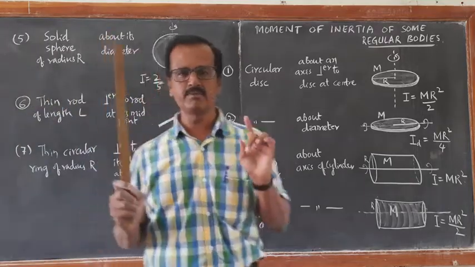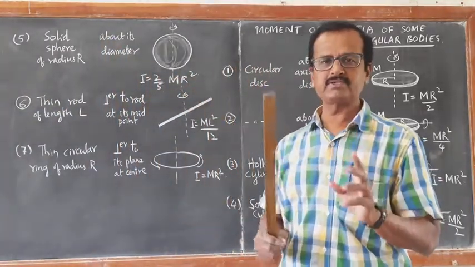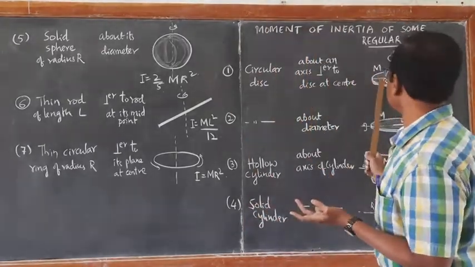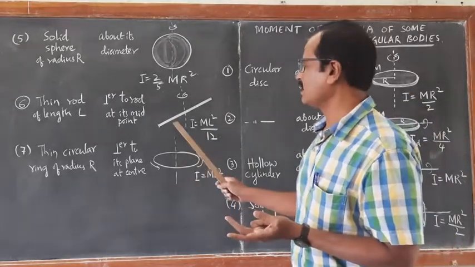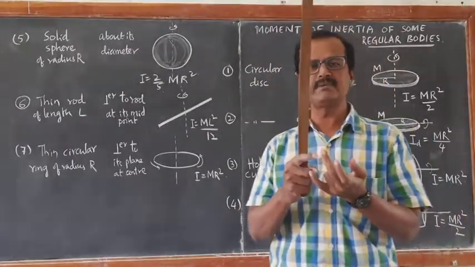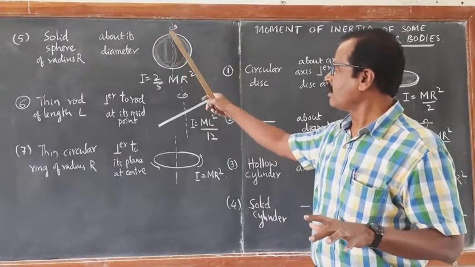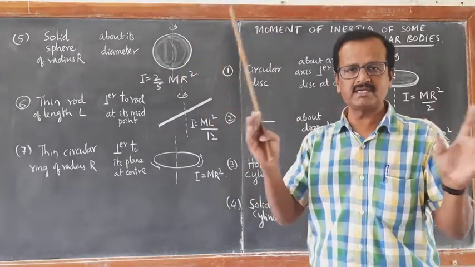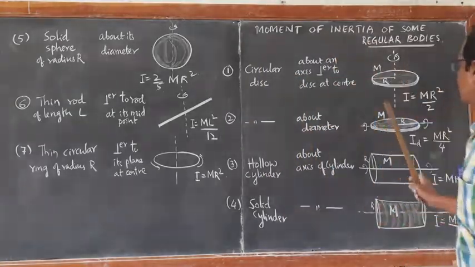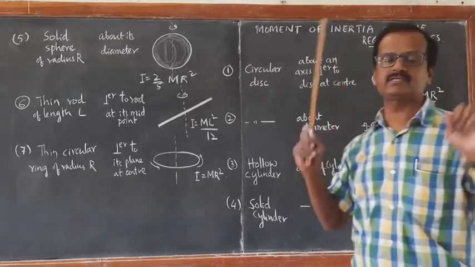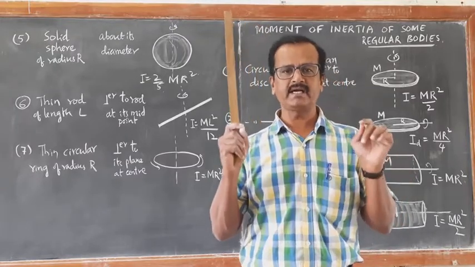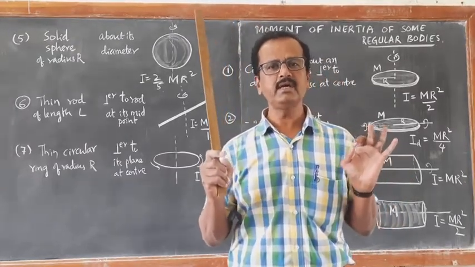So what are the factors on which moment of inertia depends? Moment of inertia depends on mass. Moment of inertia depends on shape. That of a disk is different, a ring is different, and a rod is different. Moment of inertia depends on the distribution of mass around the axis of rotation, how the mass is distributed about the axis of rotation. Then moment of inertia depends on the position and orientation of the axis of rotation. So these are the 4 points that you should remember. So make the notes: what are the factors on which the moment of inertia of a rigid body depends?